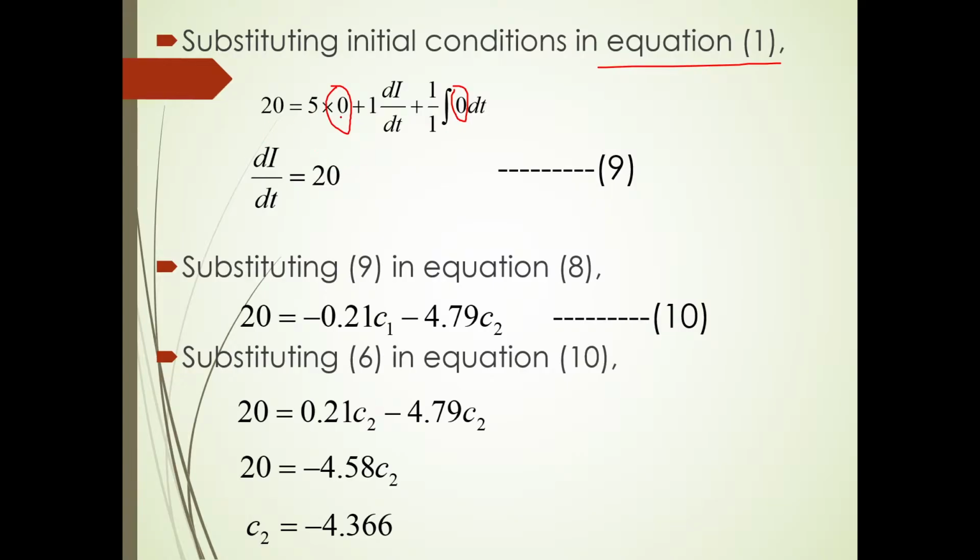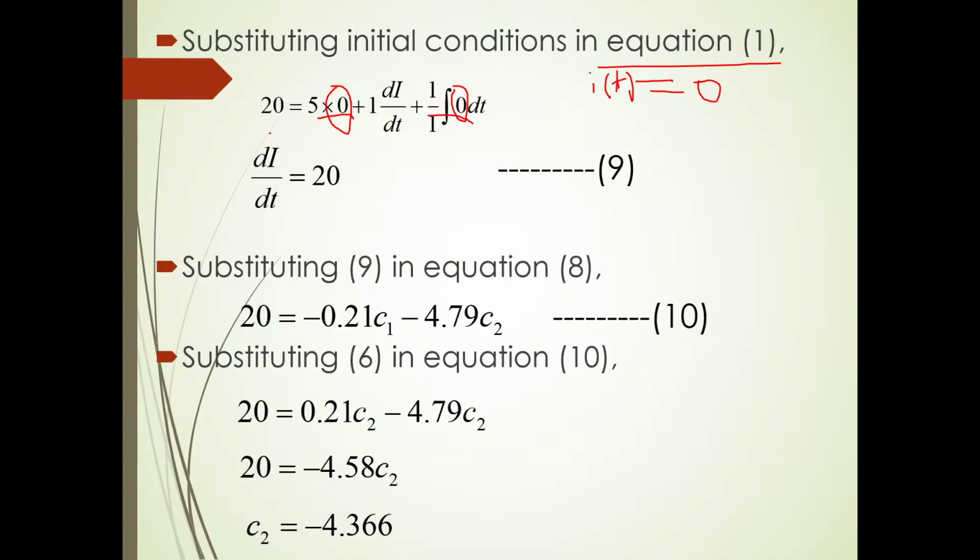So 20 equals 5 into i plus L into di by dt plus 1 by C integral of i of t dt. Okay, i of t is nothing but, substituting initial conditions, wherever i of t is there, you substitute 0. t is not there here. So 20 equals 5 into 0 plus 1 into di by dt plus 1 by 1 integral of 0 dt. So this whole term will become 0, and this whole term will become 0.